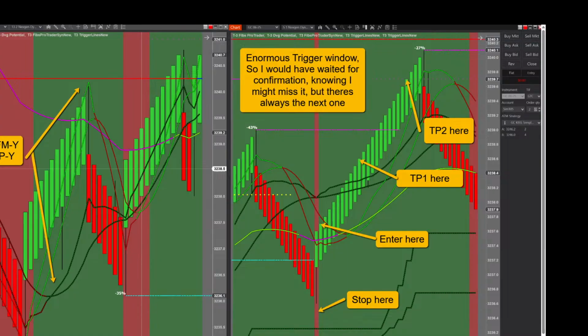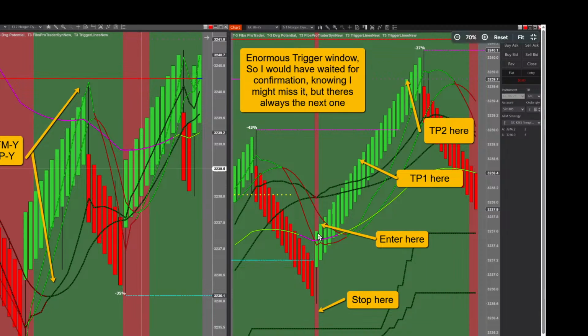Better Dad, do me a favor. Give me some indication. So, enormous trigger window. I would have waited for confirmation, knowing I might miss it, but there's always the next one. So you have strong triggers, you have room to the midband, you have an area in the retracement zone. You didn't want to put all the risk on it.